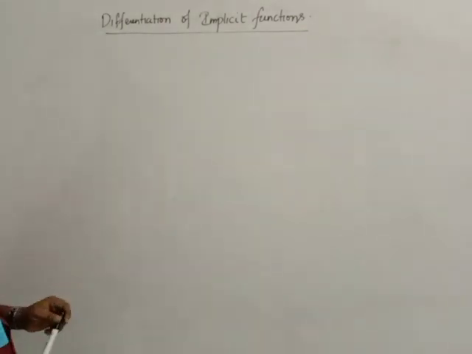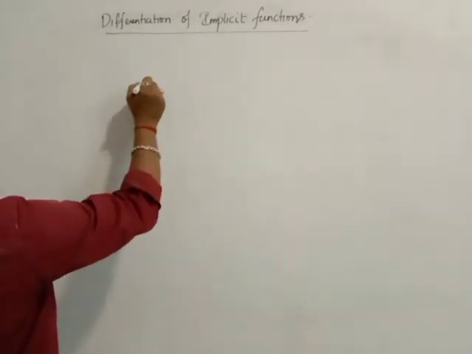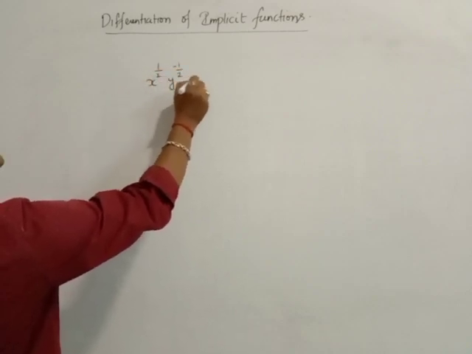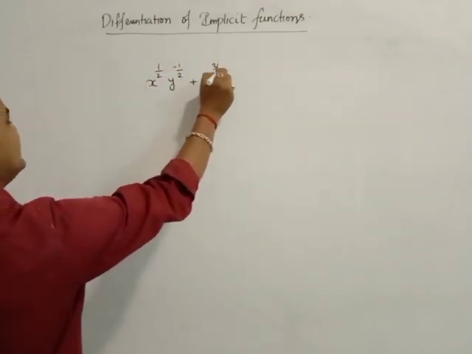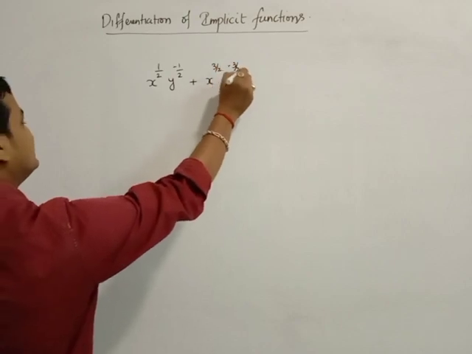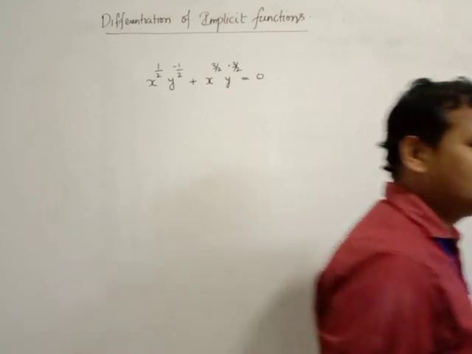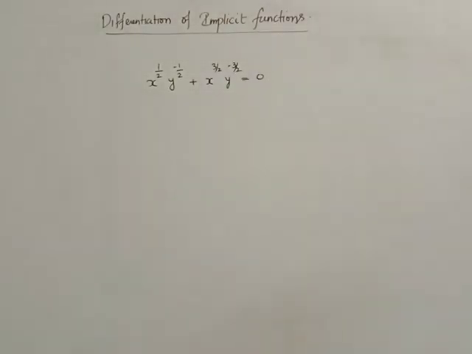Next, x^(1/2) y^(-1/2) + x^(3/2) y^(-3/2) = 0. Similarly, x^(1/2) y^(-1/2) + y x^(3/2) y^(-3/2) = 0. This is also one of the questions.